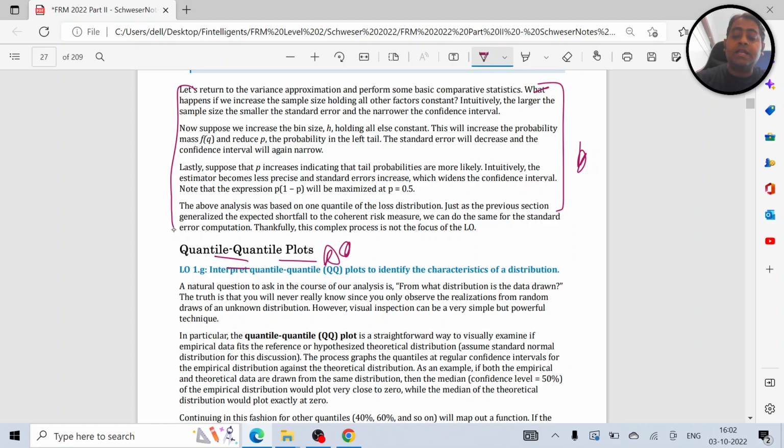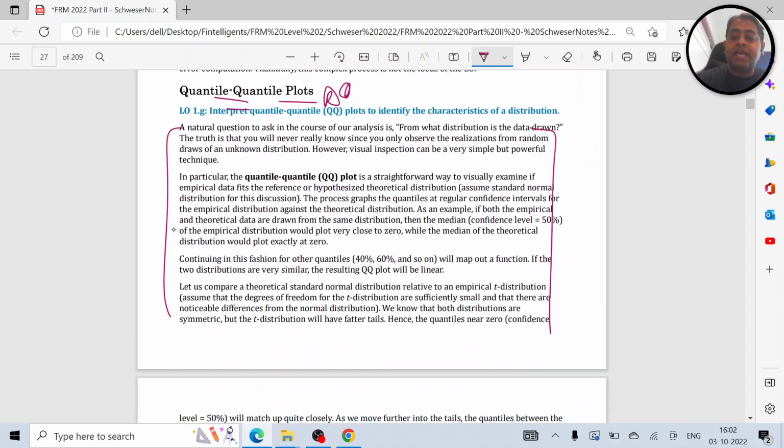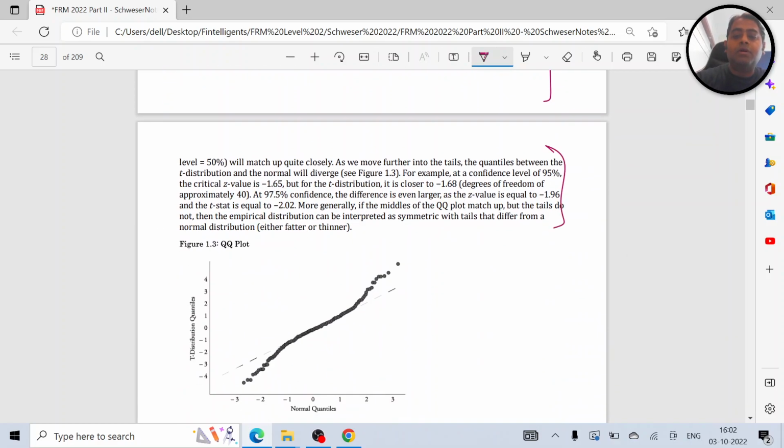Very, very important. The entire section, the diagram, everything is important. You should be very clear on what the QQ plot helps you with. When you see such a diagram, which tail it is referring to, whether the tail is heavy or thin, all of that should be clear.